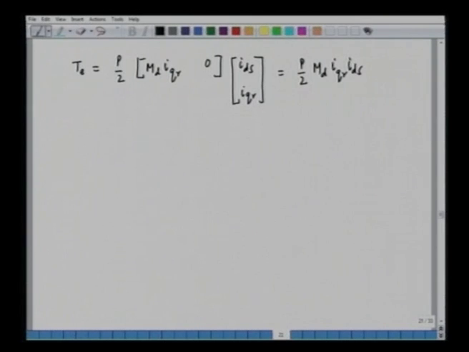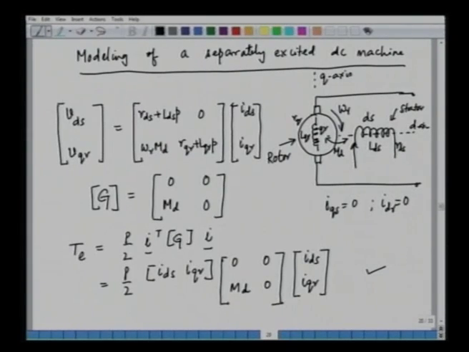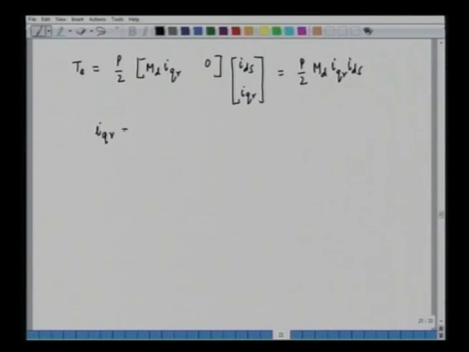The field is separately excited, and in this case you can see that IQR, what is IQR? IQR is the current in the rotor winding. So, IQR is the same as the armature current. So, this is your armature current, I can say this is your IA. IA is the same as IQR because this is flowing through this winding, okay, and this is my IDS and this is the same as the field current. So, IDS is the same as the field current and IQR is the same as the armature current. So, we can replace this IQR by IA, the armature current, and IDS by IF, the field current.